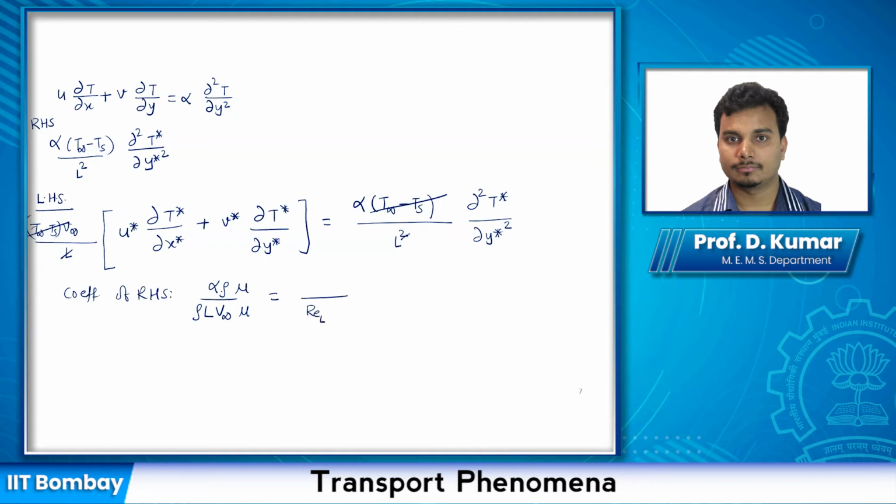And then what is left over? Rho, this is gone. So what you have left over is alpha rho by mu. So we can write it as alpha mu by rho as well. Okay. So we can write this as 1 by Re_L.